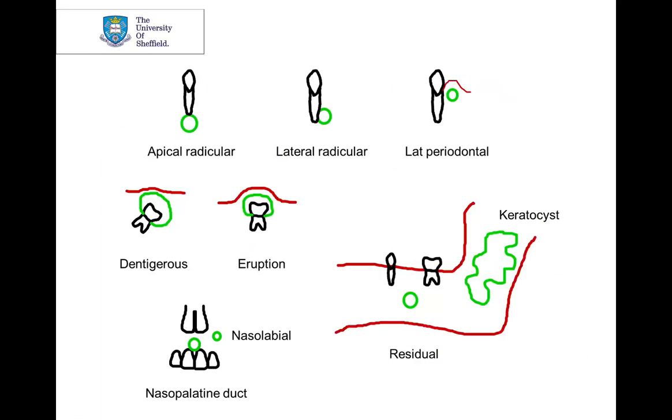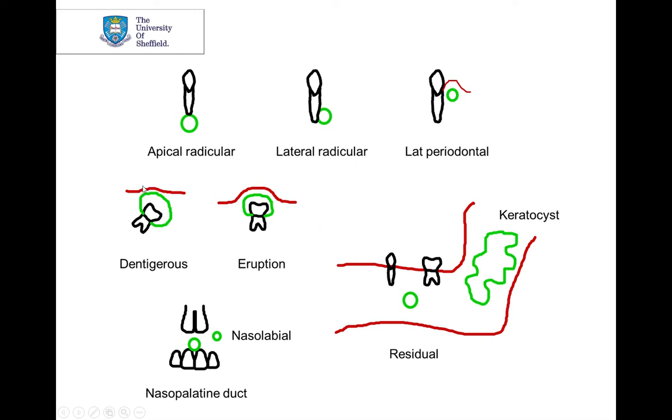So here in diagrammatic form are most of our cysts. The radicular cyst, the apical one, is at the apex because that's where the apical opening of the pulp canal is, and lateral radicular similarly because there's a lateral opening. If you take the tooth out but leave the cyst behind, you can get a residual cyst. And then the rest of them are developmental cysts.